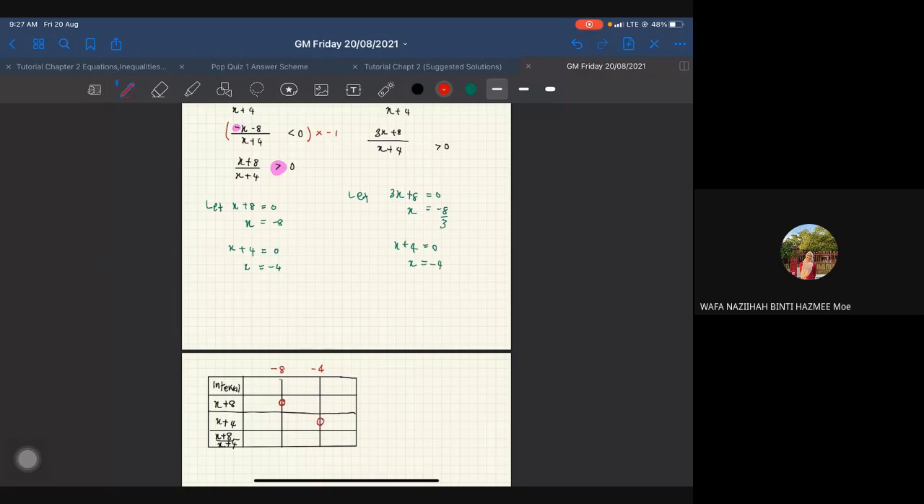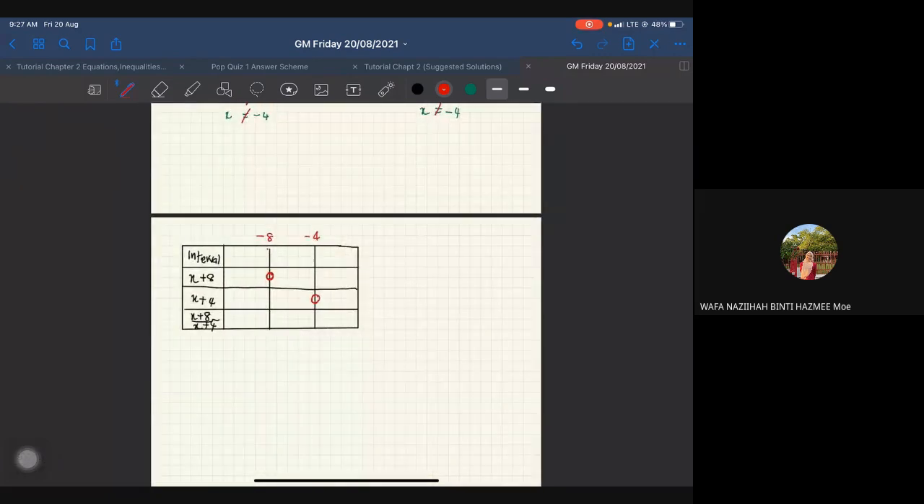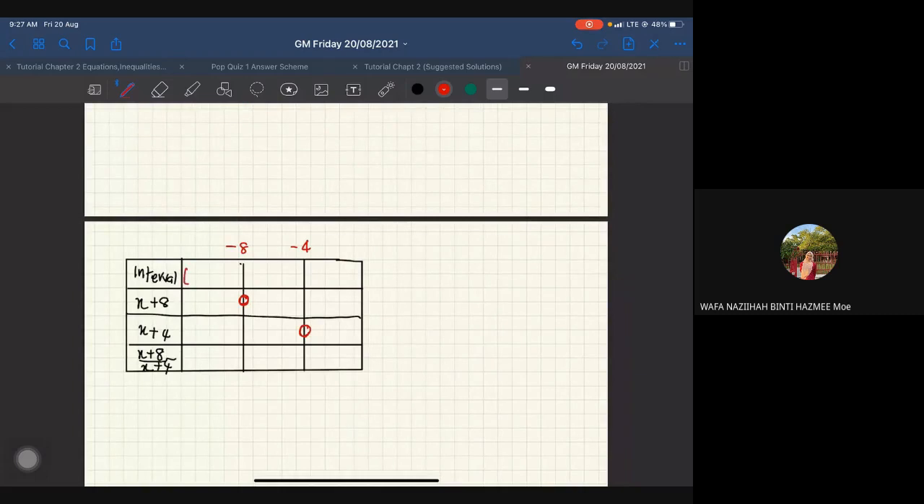Kita buat kita punya interval pula. So now you have negative infinity to negative 8, open bracket, because everything is empty circle. And then open bracket lagi, negative 8 to negative 4. Okay, open bracket, negative 4 to infinity. Macam tu. Okay, so sekarang kosong berada dekat sini.